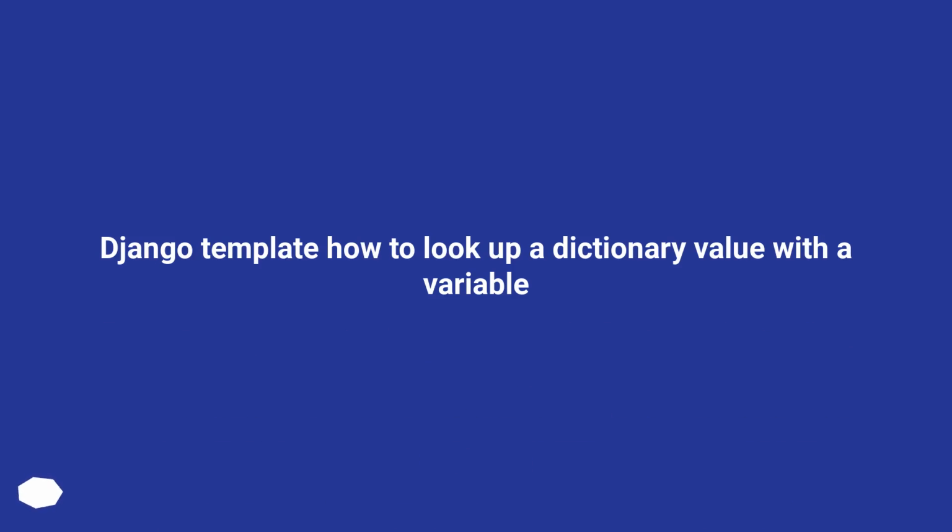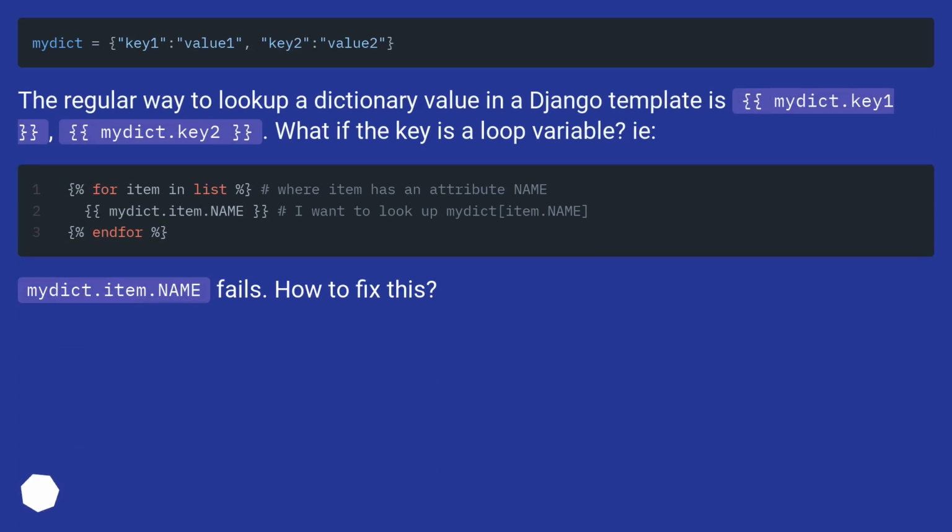Django template: how to look up a dictionary value with a variable. The regular way to look up a dictionary value in a Django template is midict.key1, midict.key2. What if the key is a loop variable?